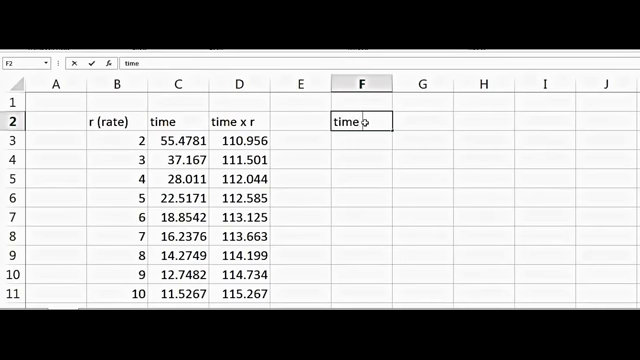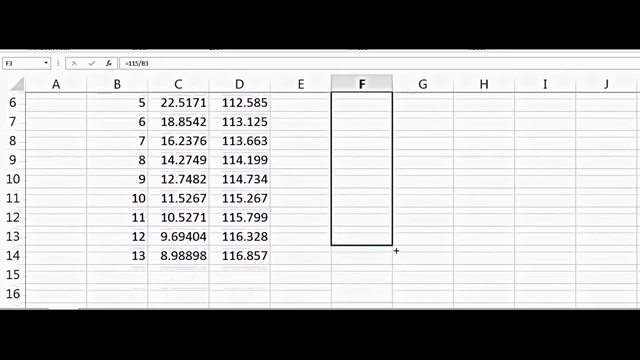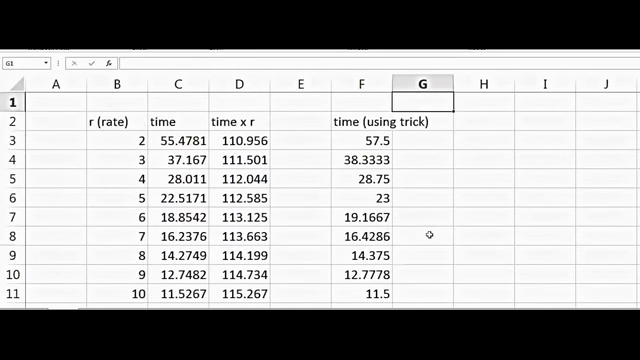So let's see what the time should be if we use the trick. The time using trick would be like this. We have 115 divided by rate, so that's 57.5 years. If you keep extending it, it's like this. If you compare, for 6 years it says 18.85 years, but our trick says 19.16 years. So it is a good approximation. This is very close, it's 11.52 and this is 11.5.